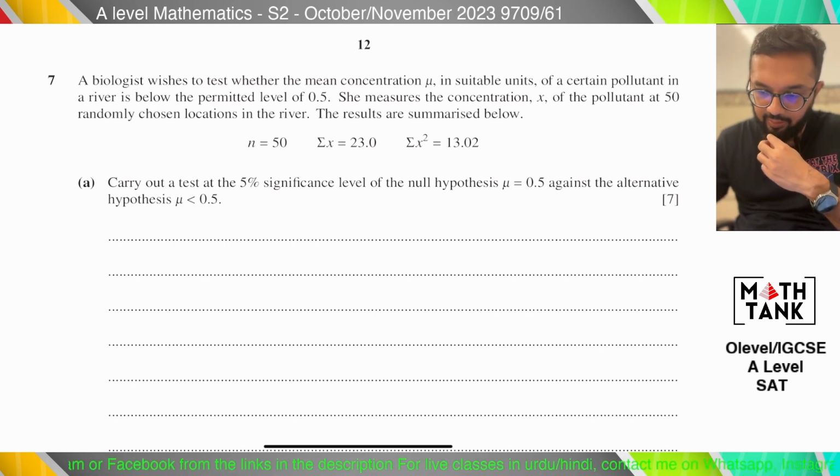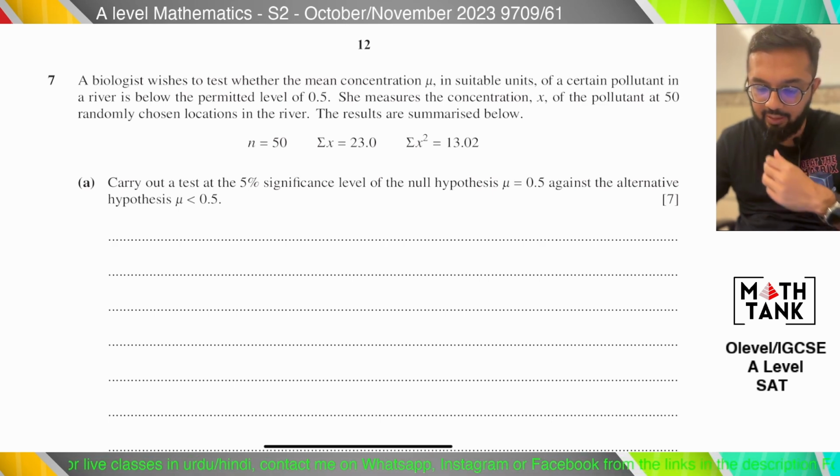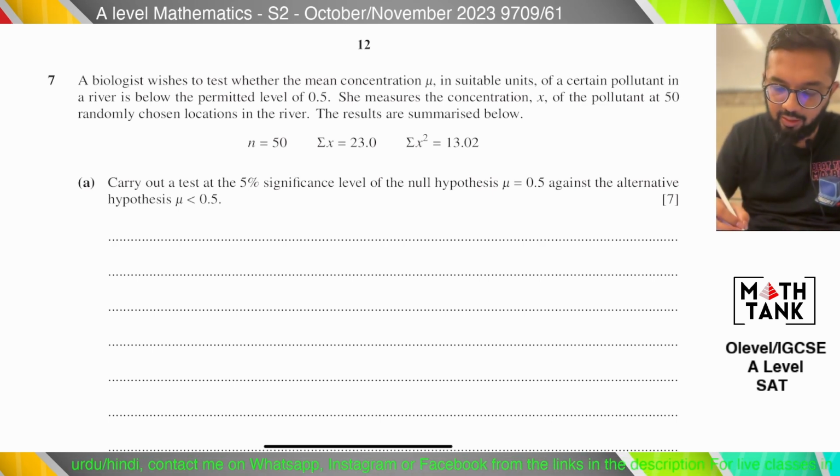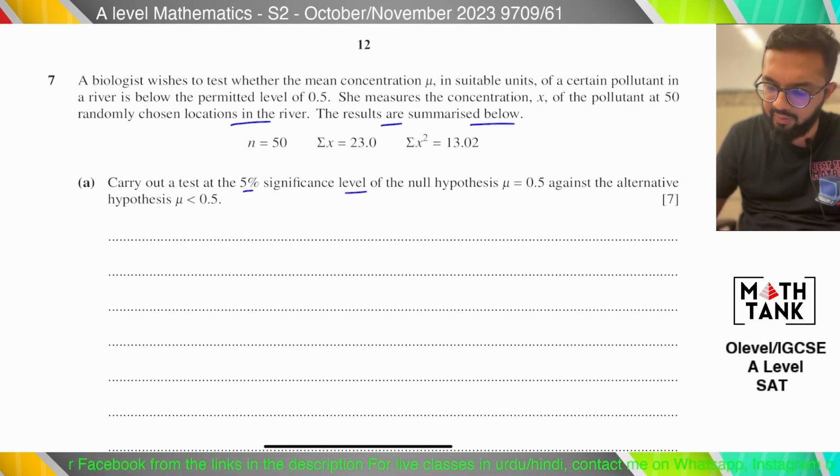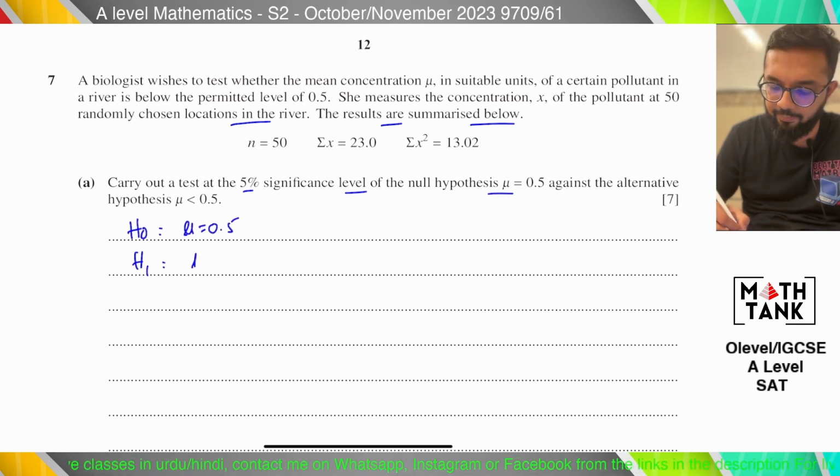mu, in suitable units, of a certain pollutant in a river is below the permitted level of 0.5. She measures the concentration x of the pollutant at 50 randomly chosen locations in the river. The results are summarized. Carry out a test at the 5% significance level of the hypothesis H0: mu is 0.5 against H1: mu is less than 0.5. So this is a lower tail test.